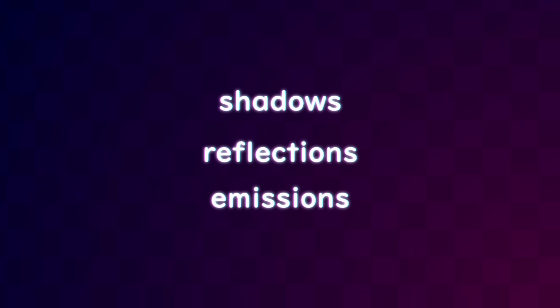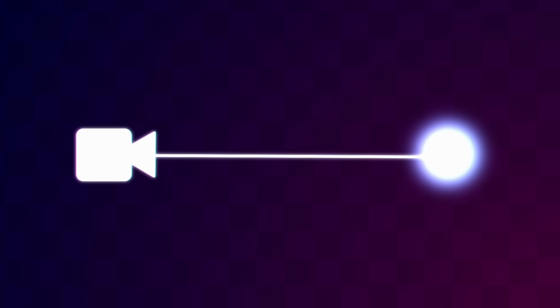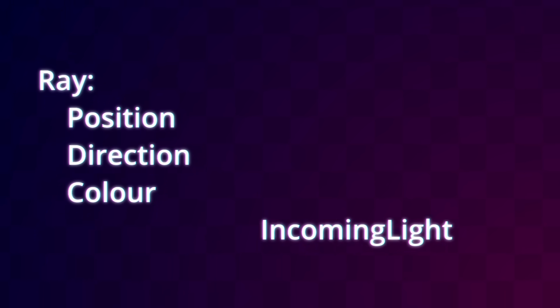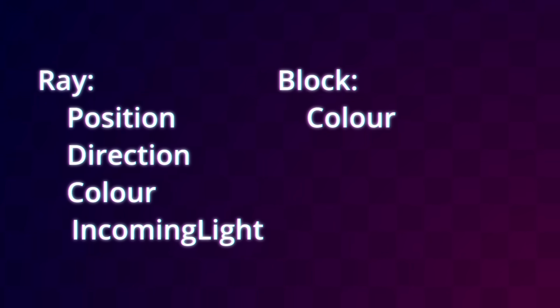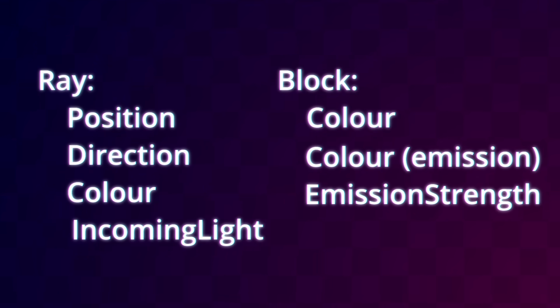There's still a lot missing from our ray tracer. Actual shadows, reflections, and emissions all come to mind. To make a proper lighting simulation, we need to expand our rays to be more sophisticated, since we're doing everything backwards and having our rays come from the camera rather than being emitted by the lights. First, in addition to a ray's color, we'll also need to keep track of how much light the ray has received. To allow blocks to emit light, they need a color to emit and the strength of the emission.